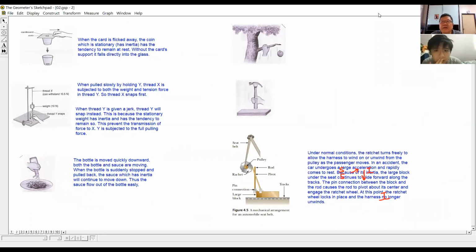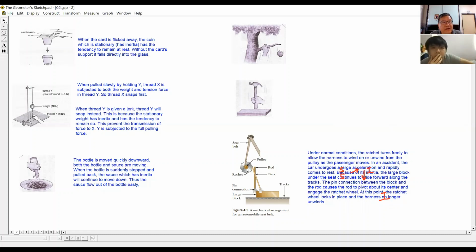Have you done this experiment before? This one, there's a coin on top of a cup. No, I have not done it. Now, when you give the cup a flick with your finger, what happened to the coin? The coin will drop into the glass of the cup. Correct. Now, why is it so?